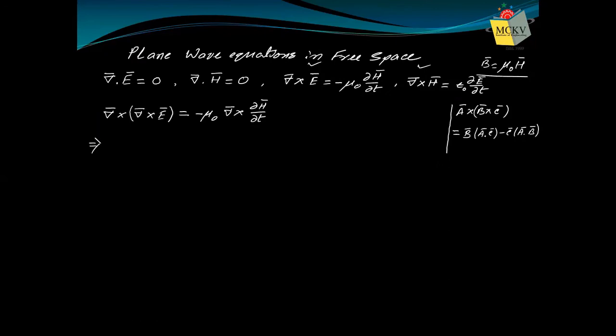Just remember back cap. A cross B cross C. Within the bracket, the first quantity is B, that is taken outside. What remained, that is A and C, the dot product is there. Minus, then the third quantity is taken out, this one. A dot B remains. So just remember back cap: B(A dot C) minus C(A dot B). That is the value of A cross B cross C.